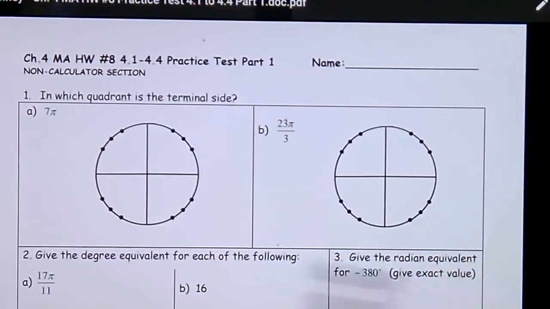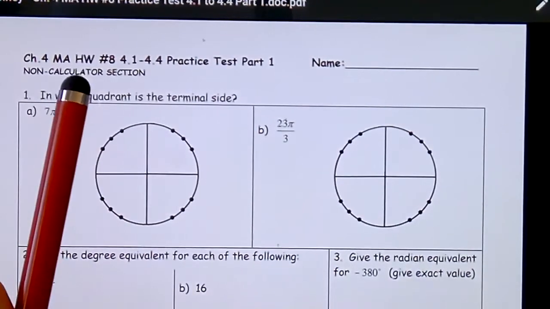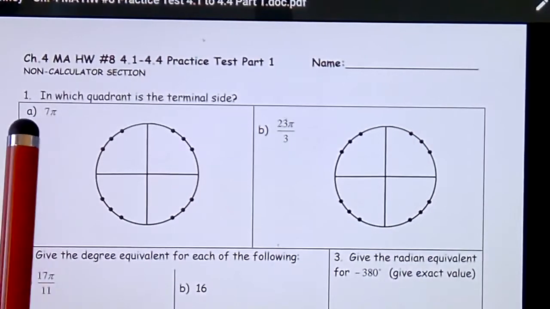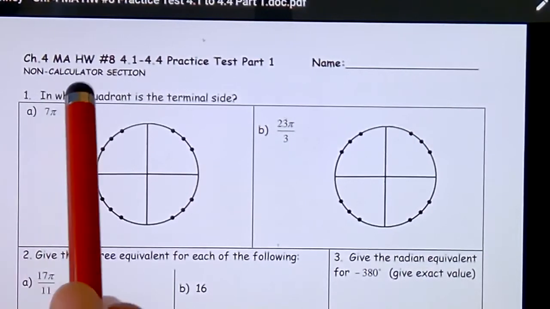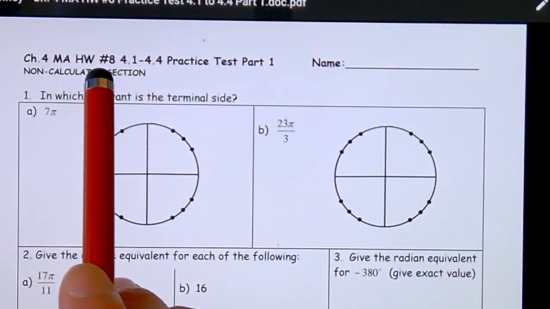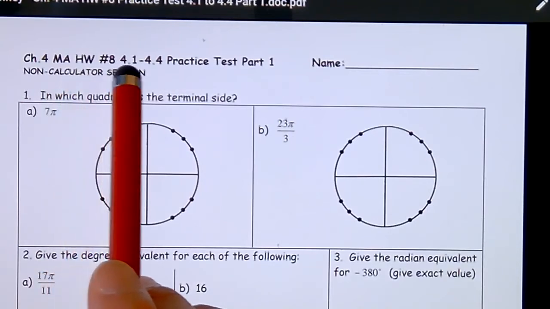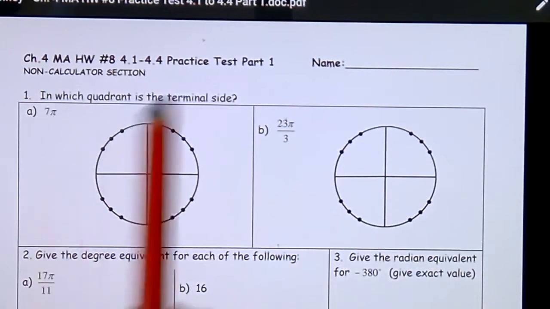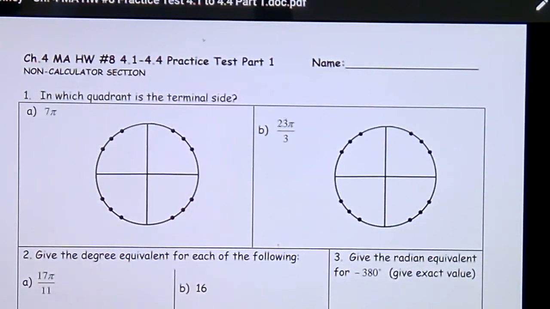Okay, so again, I put this with your classwork. You want to get it from classwork and not from the stream, because on the stream you can't edit. You can print out, but you can't edit. So again, this is chapter 4, math analysis homework, number 8. This is 4.1 to 4.4, practice test part 1. And for homework, we're going to do practice test part 2.